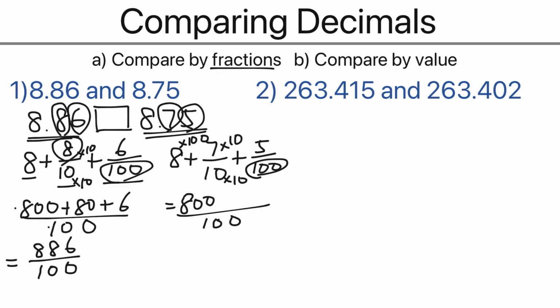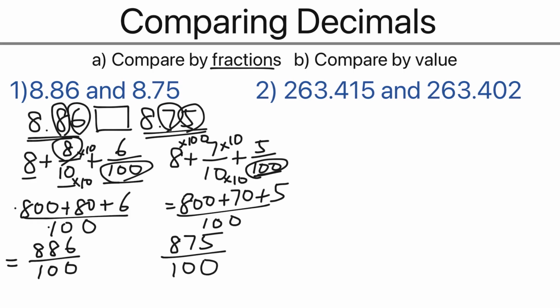So 7 times 10 is 70. So we add 70. And lastly, we have the denominator 100 and 5 as numerator. So we would just add 5. 5 over 100 remains the same. So we add up together. So after adding up together, we have 875 over 100.